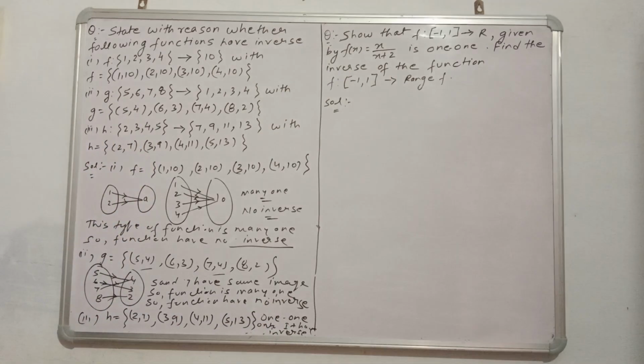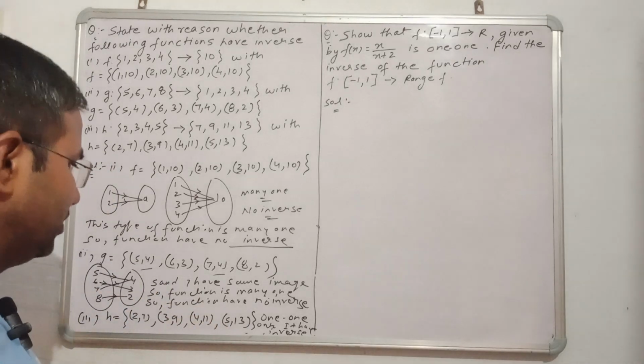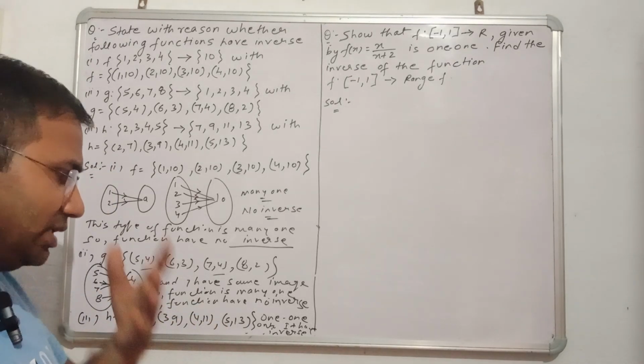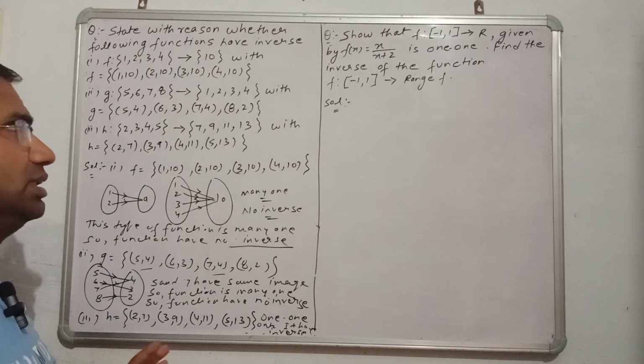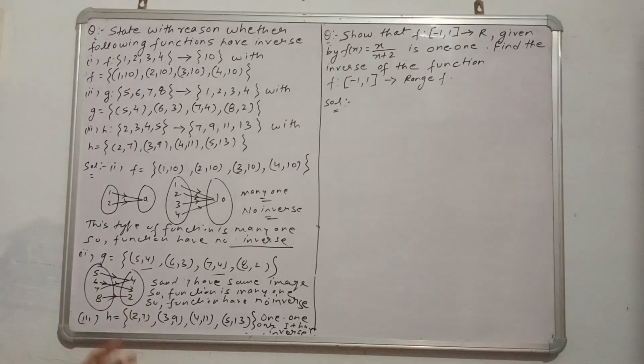See here, in this way you will tell. If a function is many-one, then there will be no inverse of the function. If the function is one-one, then there will be an inverse of the function. So in this you only have to tell whether the function has an inverse function or not.